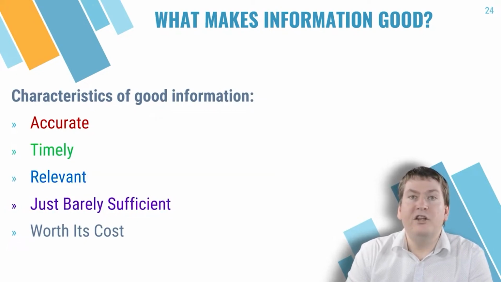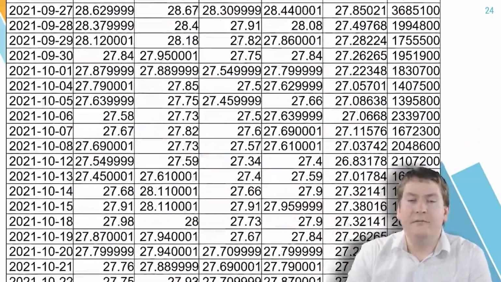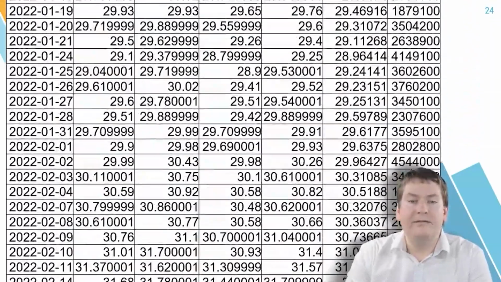Information should also be just sufficient for its purpose. For example, if we wanted to know the closing stock price of TELUS on April 12th, 2022, what would be more helpful? This giant table containing all of the stock values for TELUS in the last year? It's quite big.